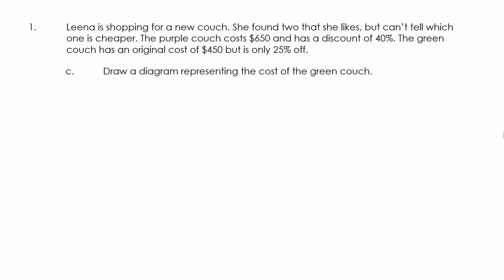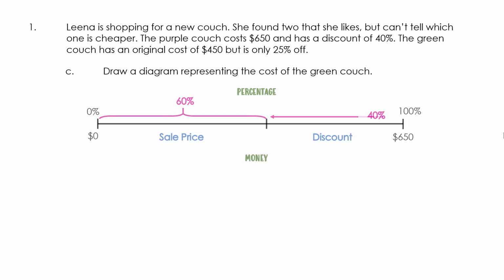Part C asks us to draw a diagram representing the cost of the green couch. So let's look at the one that we have for the purple couch. All right, this is the purple one, not the green one. Let's look at what we need to change. So right away, I see that my total is changing from 650 to 450. So 100% of the cost is now 450 instead of 650.